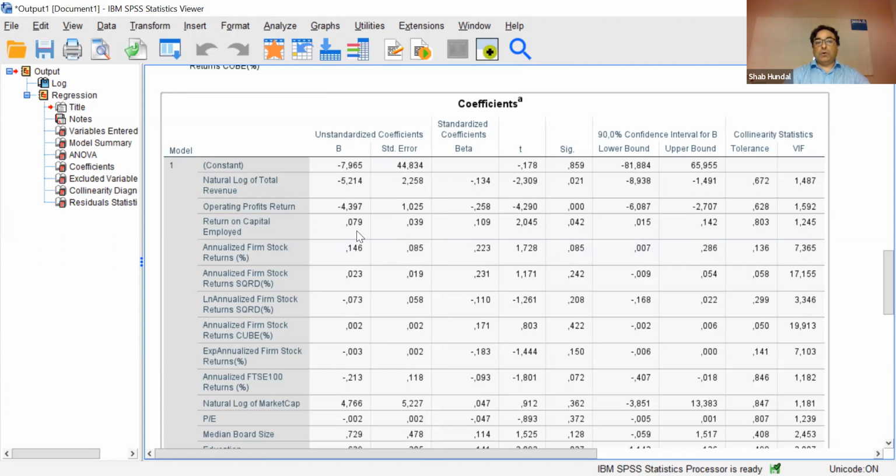Return on capital employed: the more the return on capital employed, the more the profitability, the more the debt to equity ratio, which means for the given equity, the companies borrow more if there is more profitability. And this we can say with 96% confidence. And the annualized stock return, linear form: we can say that the companies whose stock market performance is really going up, the companies which grow more in the stock market, they borrow more. The debt to equity ratio is high. And this we can say with 92% confidence.